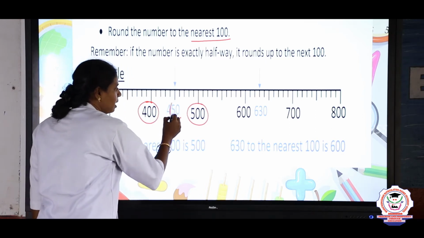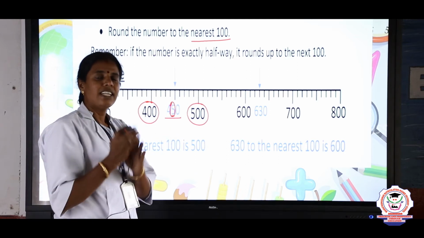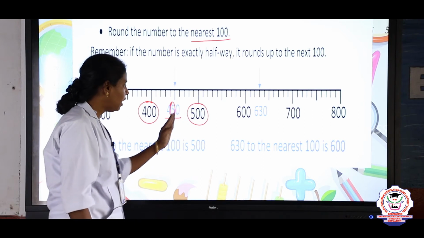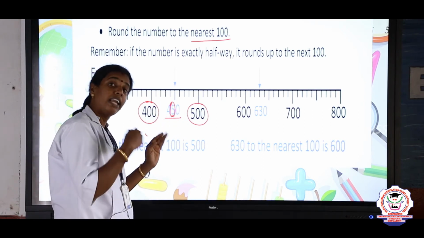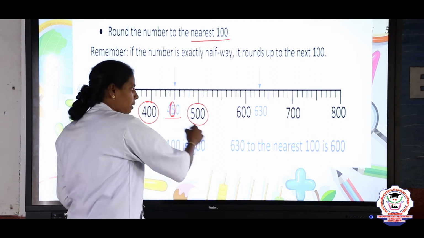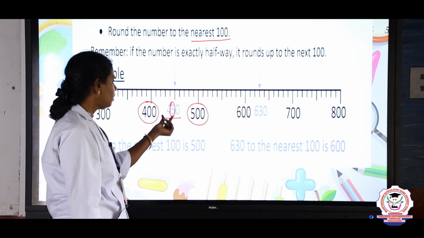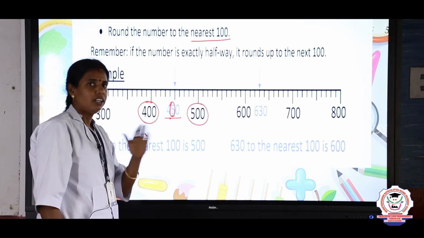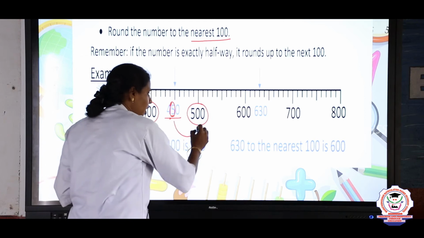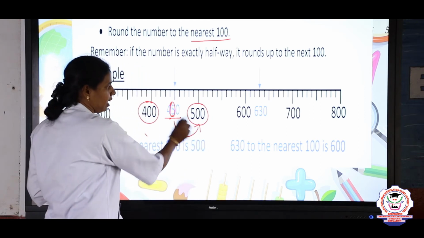What is the tens place number? 5. Already I told you the rule. If it is less than 5, the number will be rounded to the before number. If it is equal to 5 or greater than 5, then the number will be rounded to the next number, right? So in 450, 5 is equal to 5. So when it is equal also, we are going to round to the next hundreds, nearest 100, which is 500.